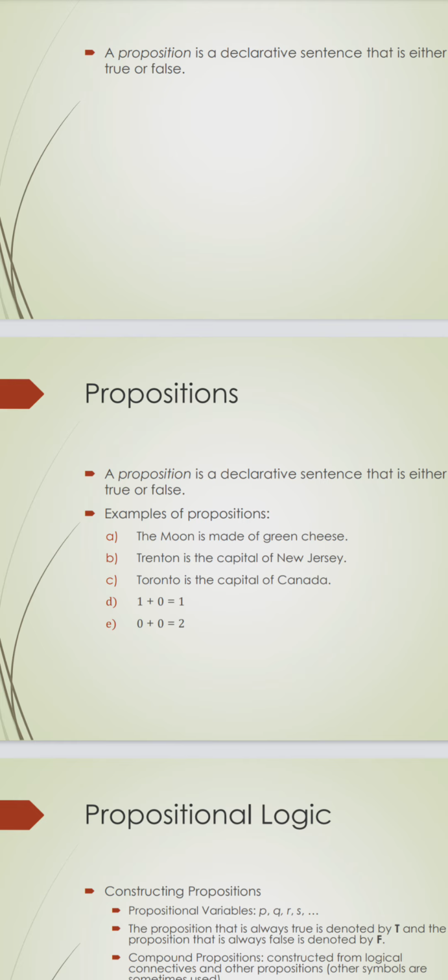Then 1 plus 0 equal to 1. This statement is a true statement. It is a declarative sentence. And another example, 0 plus 0 equal to 2. This sentence is a false sentence. It is also called a proposition.